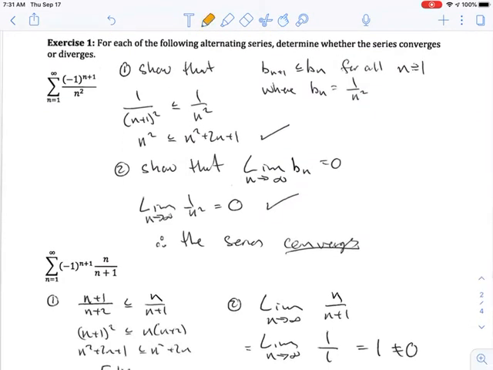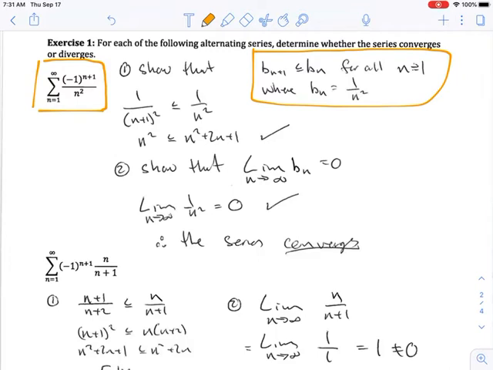First of all, here's our series. And so what we want to do is determine what B sub n is. All right, so what is B sub n? Well, B sub n over here is 1 over n squared. So you get rid of the part that's making it alternate, which is the negative 1 to the n plus 1, and what you're left with is 1 over n squared. That's your B sub n, the non-alternating part.